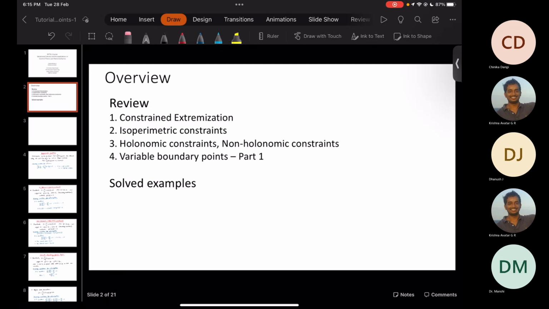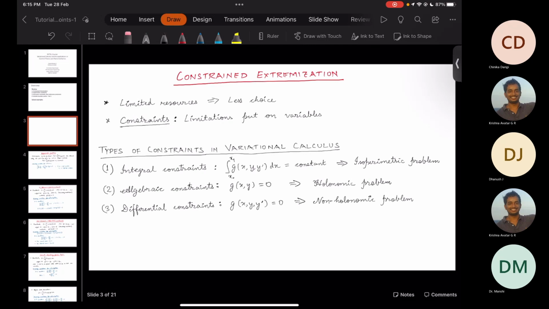Essentially, we'll be introducing those variable points in such a manner that the domain is fixed. However, the value of the dependent variable at the ends may or may not be variable, or either one or both of the boundary values may be variable. So let me give a review of what we had discussed in the previous tutorial session.